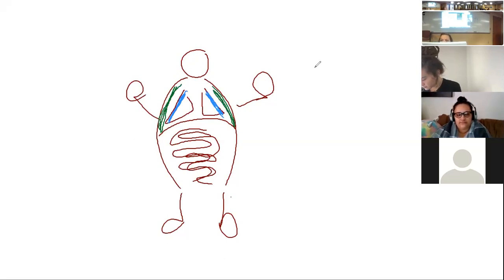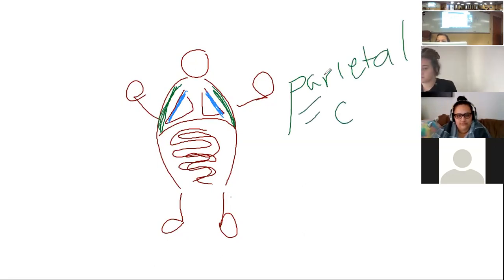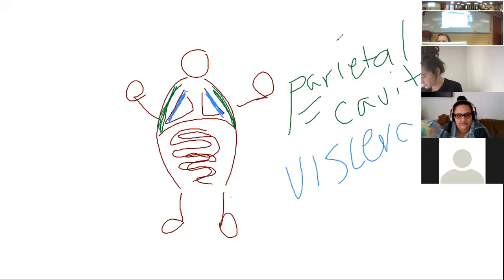All right, so green is on the cavity. If it is on the cavity, that means parietal equals cavity. The blue, I don't know if I spelled that right. Is there a C in there? Yeah. Visceral equals organ. This is simply telling you which membrane are we talking about.